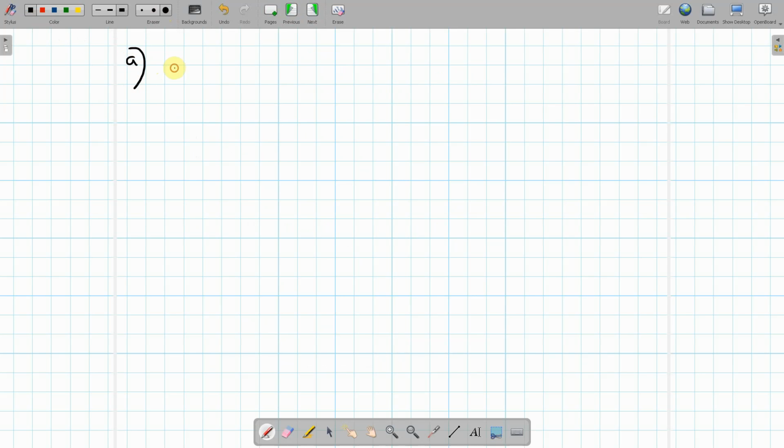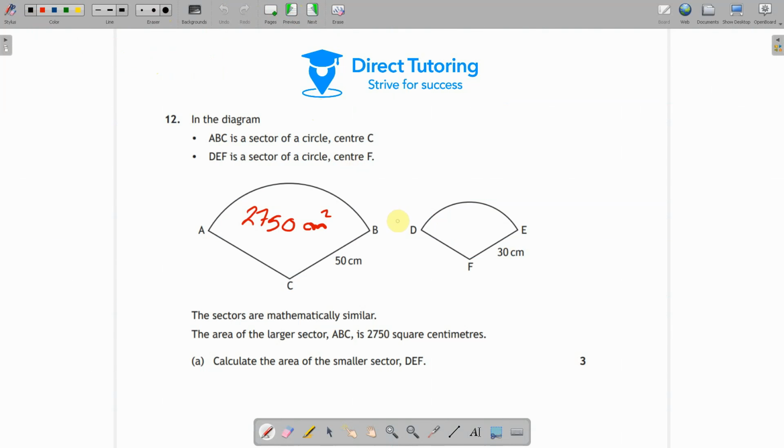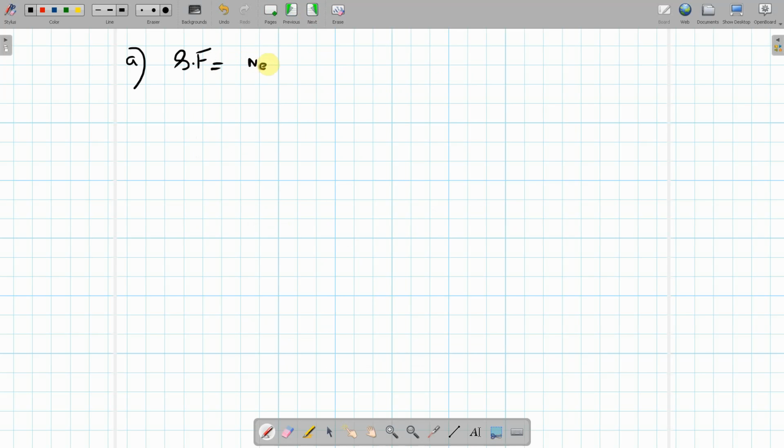So, part A, the scale factor is going to be the new over the old. So the new one here is going to be the 30 and the old value is going to be the 50. So it's going to be new over old, which is going to be 30 divided by 50. And that will give you a value of 0.6. Now that is the linear scale factor. So for the area scale factor, you have to square the value. So instead of it being 0.6, 0.6 squared.